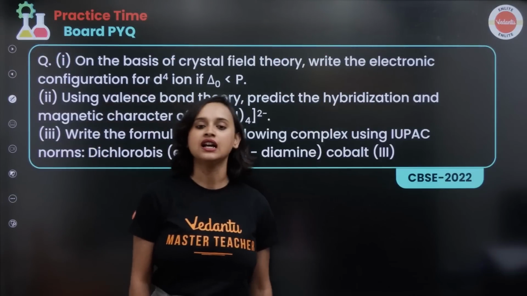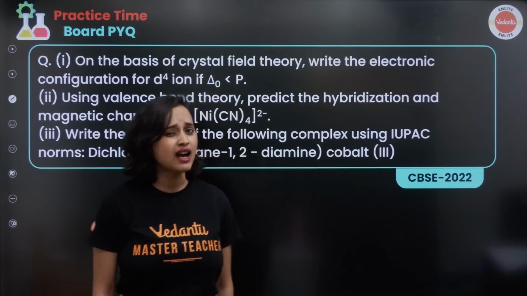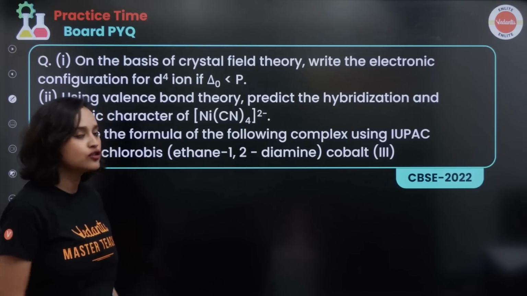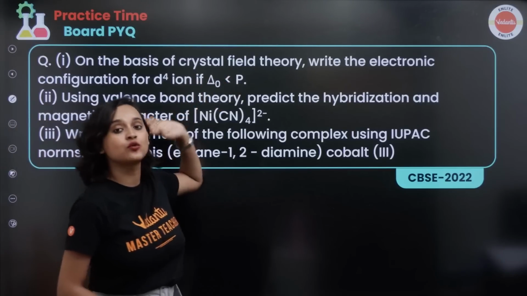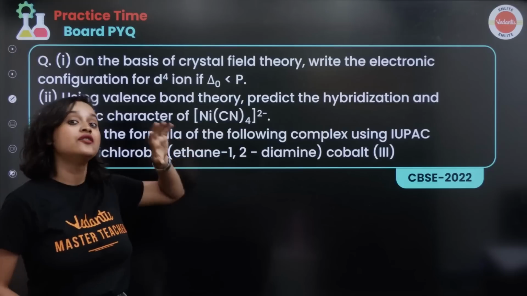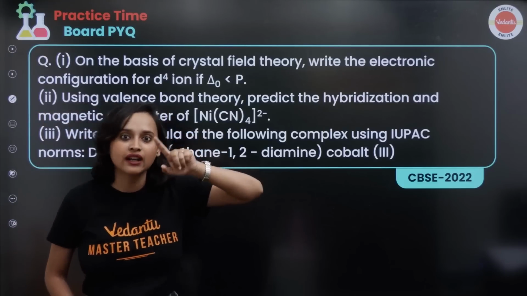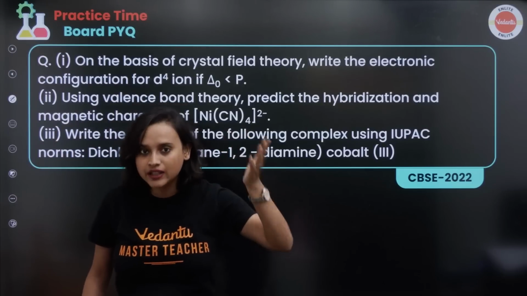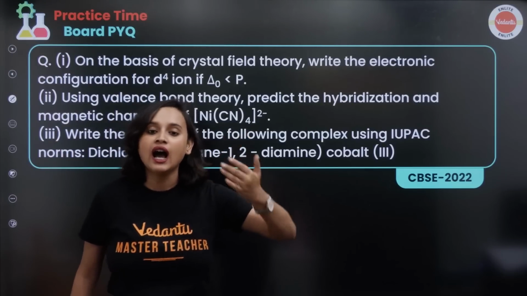Absolutely. Yes. Now, this question might seem a little tough, but once you read it, you will understand. I've taught you this also. This is what? Delta octahedral. P is what? Pairing energy. Do you remember? If delta octahedral is less than pairing energy, that means what will happen? It will create a high spin complex.